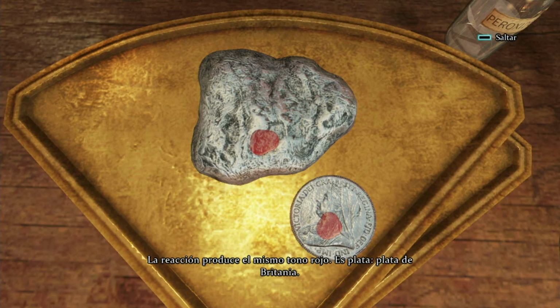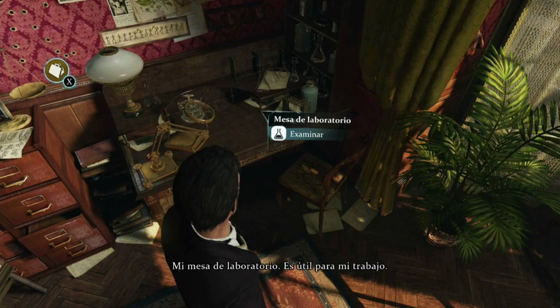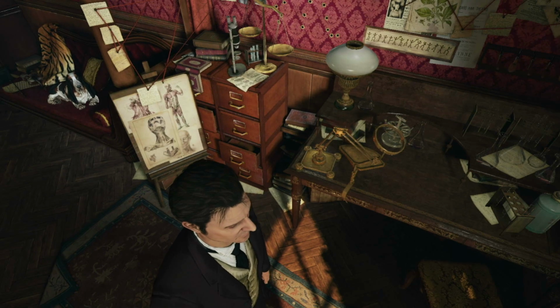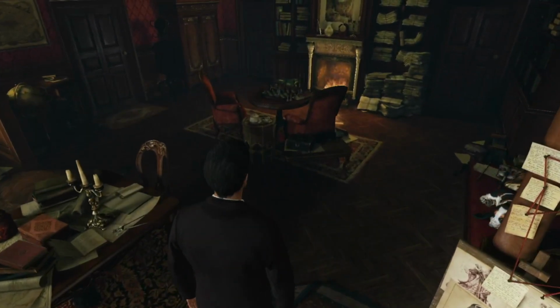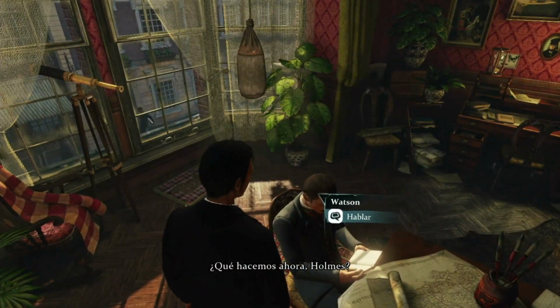The reaction is the same red stain. It is silver, Britannia silver quality. My analysis table. It is useful for my work. What should we do next, Holmes?